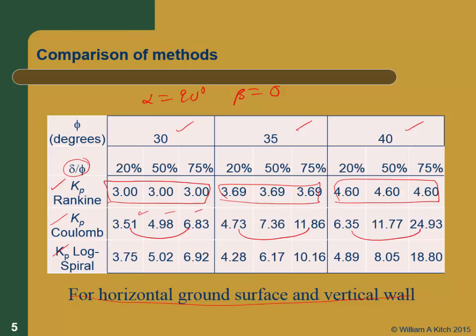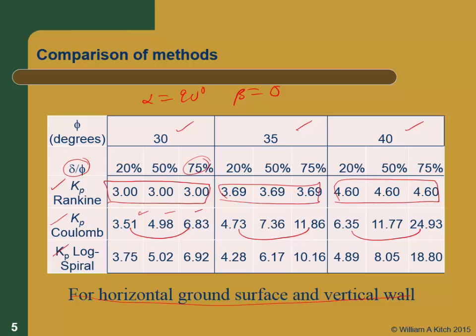So that right there tells you the big difference between Coulomb and Rankine. In Rankine, you're assuming that the direction of the earth pressure is parallel to the back slope angle. In this case, it's horizontal, and that wall friction angle makes a significant difference in your earth pressure coefficients, especially as the wall friction angle gets large.